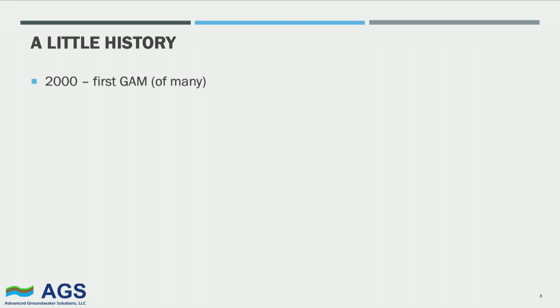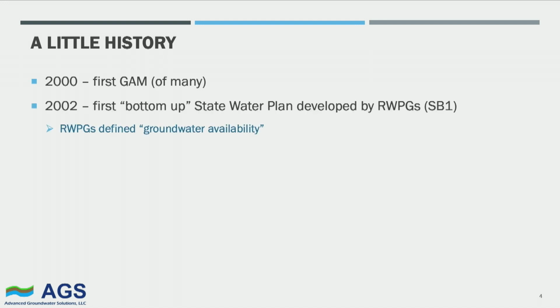Back in 2000, the first GAM was put out on the street, the Water Development Board. It was the first of many GAMs, and so the reason I talk about that is because we're doing a lot of DFC evaluations with GAMs. We'll talk about that in a little bit. But if we go back to 2000, that was the first one.